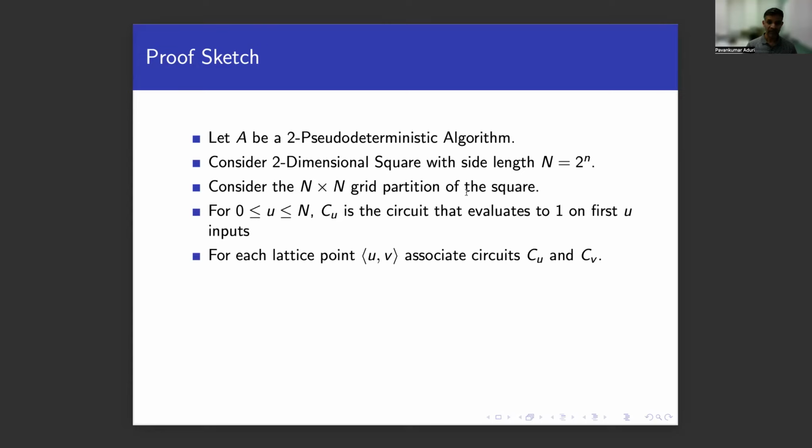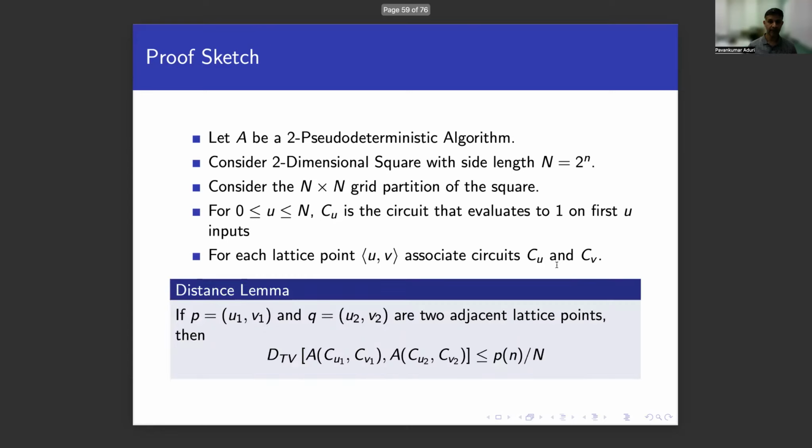Now, coming back to this grid, for each lattice point (u, v), I'm associating a circuit pair C_u and C_v. Okay. So now I'm going to show this distance lemma. Let's take 2 lattice points P and Q that are adjacent. If I run my pseudo-deterministic algorithm A on the circuits corresponding to P and the circuits corresponding to Q, and look at the output distributions, then we can show that the distance between these 2 output distributions is small. It's like polynomial over exponential. Okay, so that's the distance lemma that can be shown.